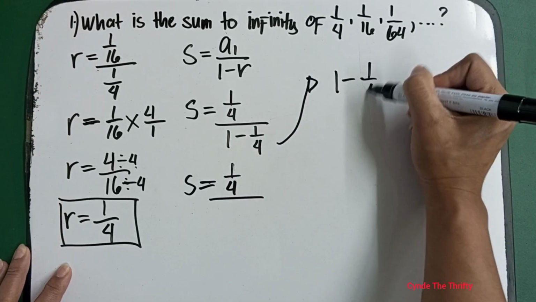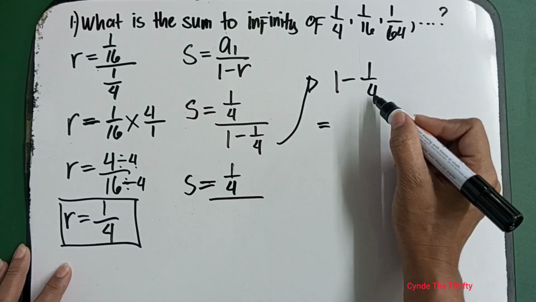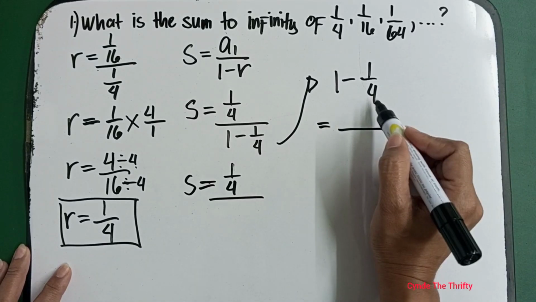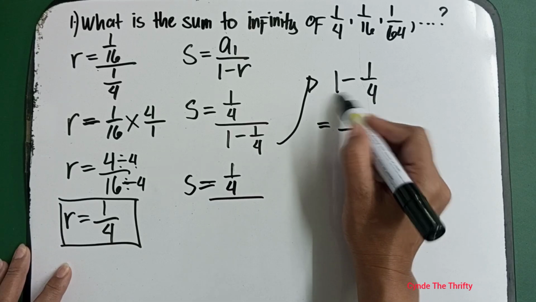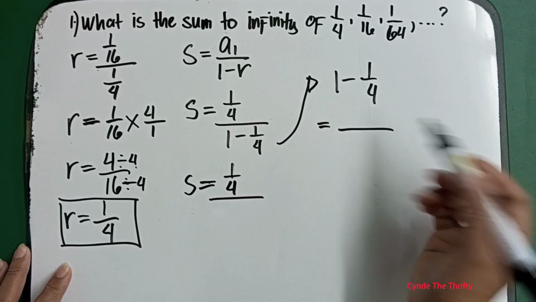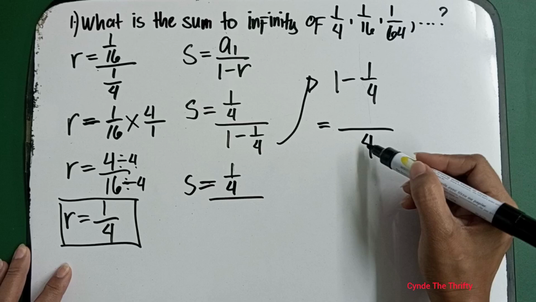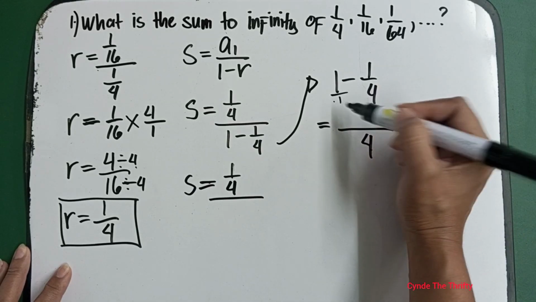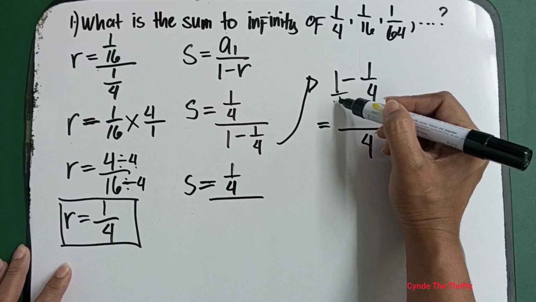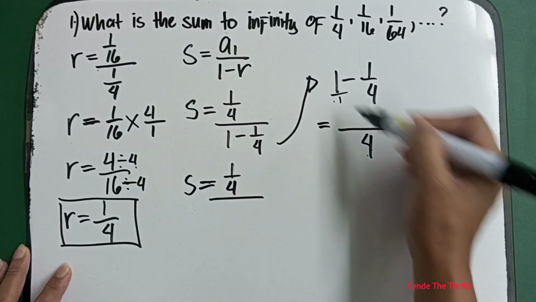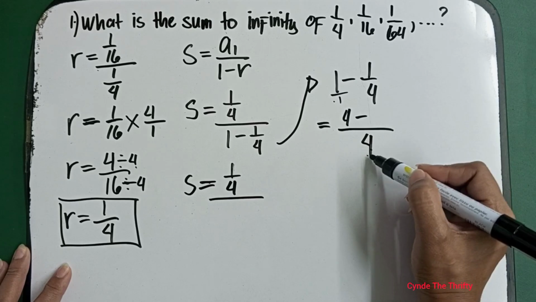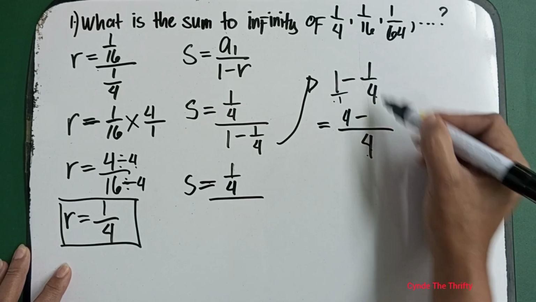1 minus 1/4. Kukunin mo ang kanilang LCD or least common denominator. So, ang LCD nila is 4. Si 1 automatic na meron yan siyang denominator na 1. So, LCD is 4. 4 divided by 1 is 4, times 1 is 4. Minus 4 divided by 4 is 1, times 1 is 1.